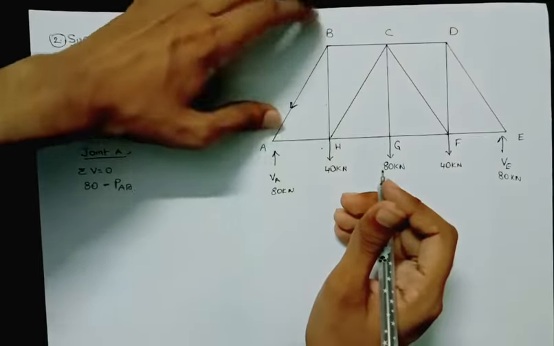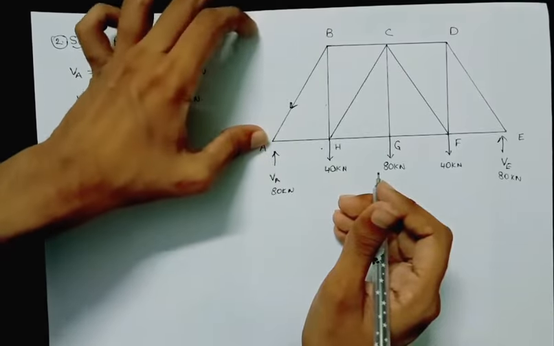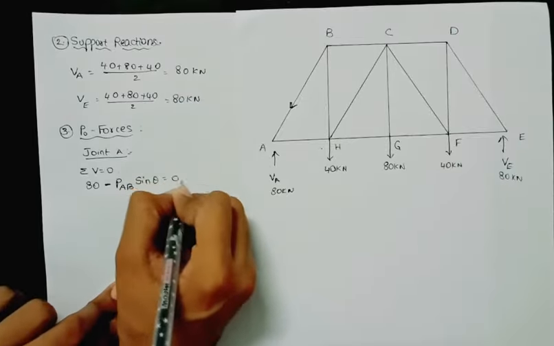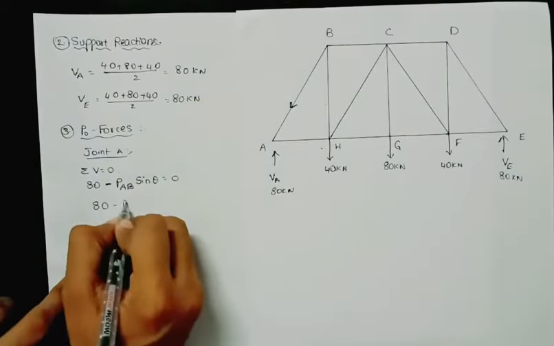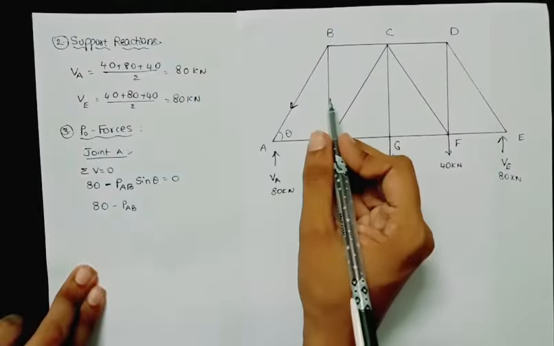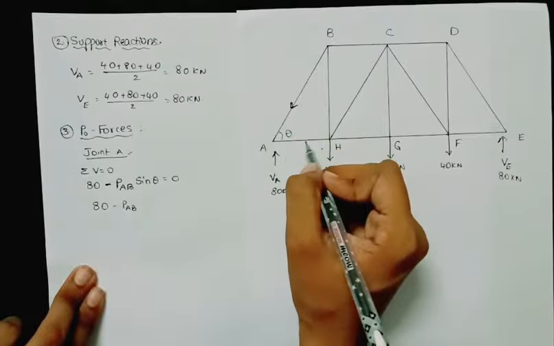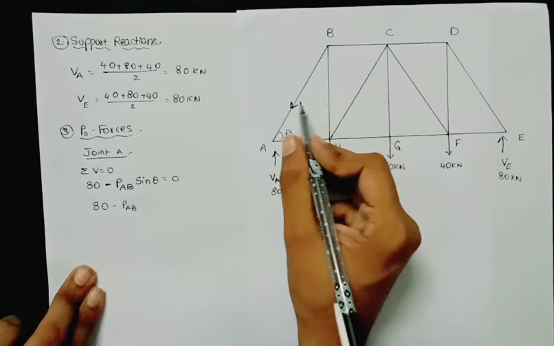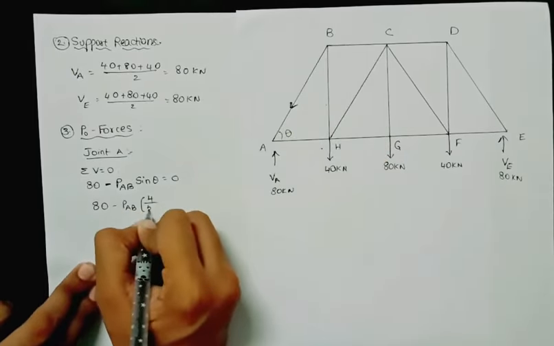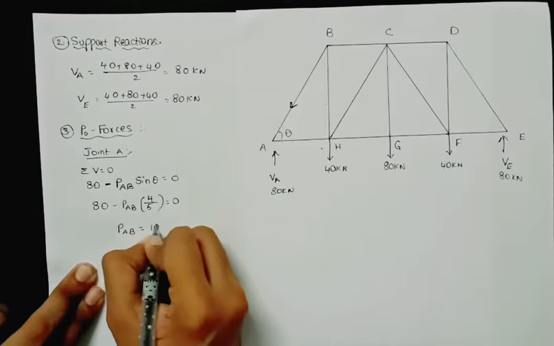Since this is an inclined member, I have to resolve it in vertical direction. If I resolve in vertical direction, it will be 80 minus PAB sin theta equal to 0. Let this angle be theta, and sin theta is opposite side by hypotenuse. This is 4 meters, which is given in the question, and this is 5 meters. Right angle triangle property 3, 4 and 5. Opposite side 4 meters by hypotenuse 5 meters. So I am applying 4 by 5 equal to 0. From this I got PAB equal to 100 kilonewton.